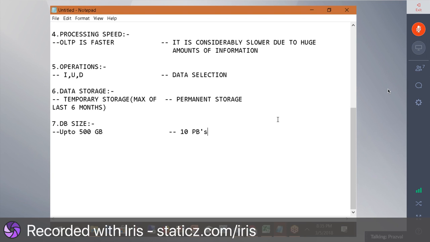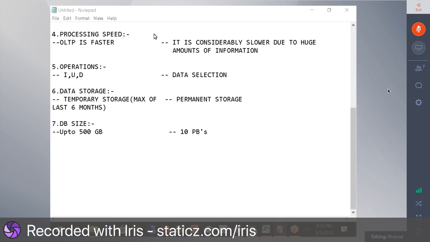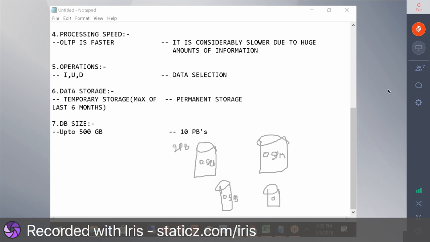What are we going to do? We're going to take 0.5 petabyte in one server. Let's say I have a size of 2 petabytes. We take 0.5 PB in another server, and again one more 0.5 PB, and one more 0.5 PB. Now we've got 4 servers.